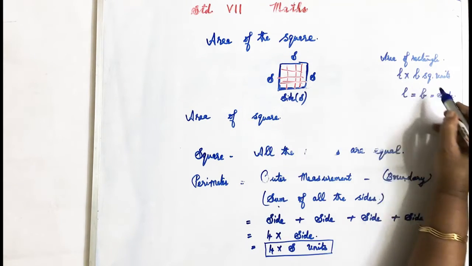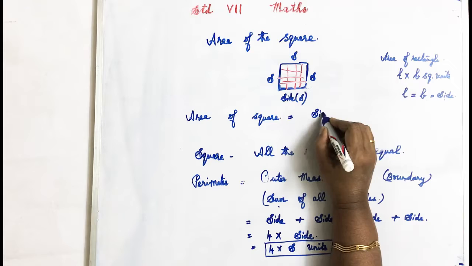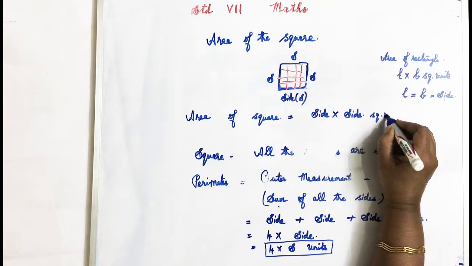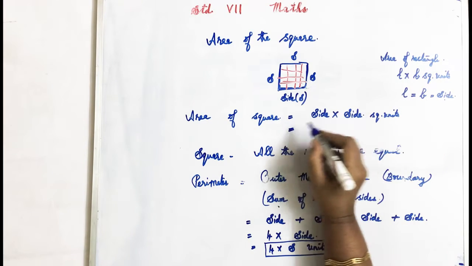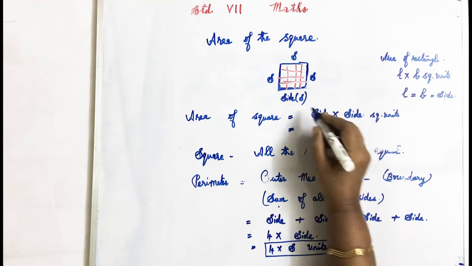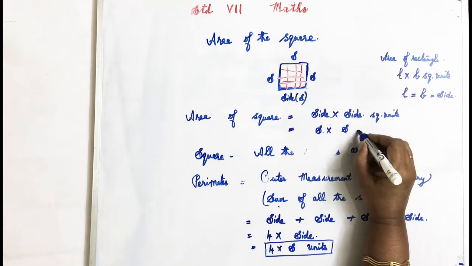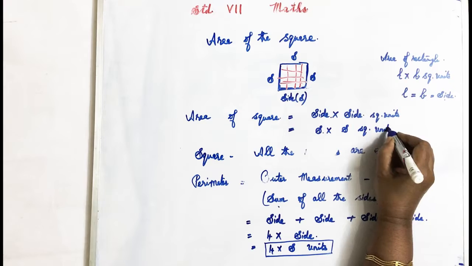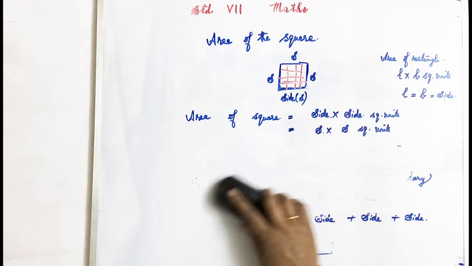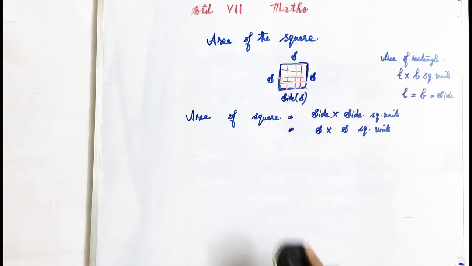So instead of L we have to write side, instead of breadth we have to write side. So area of the square is equal to side into side, and unit of area is square units. We can also say this as side squared. So side into side, if side we are keeping as S means we have to say it as S into S square units. So perimeter of square is 4 into S units and the area of square is S into S square units.